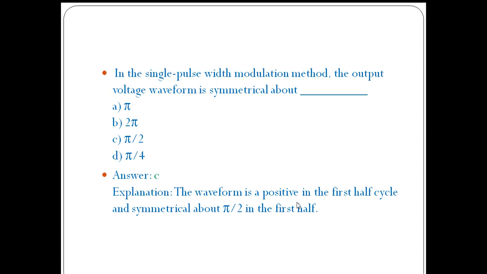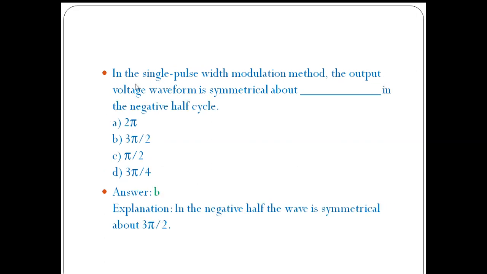The waveform is positive in the first half cycle and is symmetrical about pi by 2 in the first half. During the negative half cycle it will be symmetrical about 3 pi by 2.